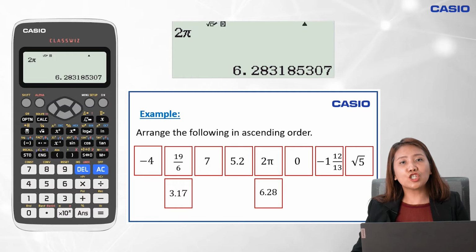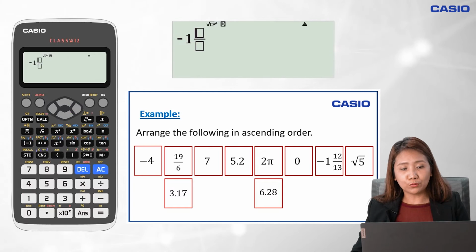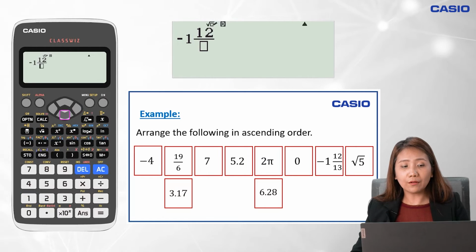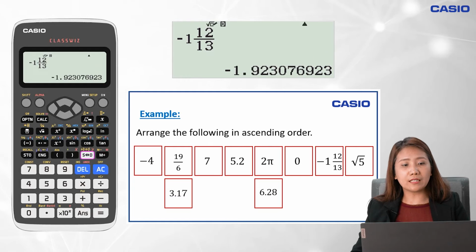This time, let's change the mixed number to decimal form. First, we click on shift fraction key. We input the whole number -1, arrow right, then we input the numerator 12, arrow down, and the denominator 13. Then we click on equal sign, and that gives us a fraction of -25 over 13. We click on SD to change to decimal, and the value is approximately negative 1.92.